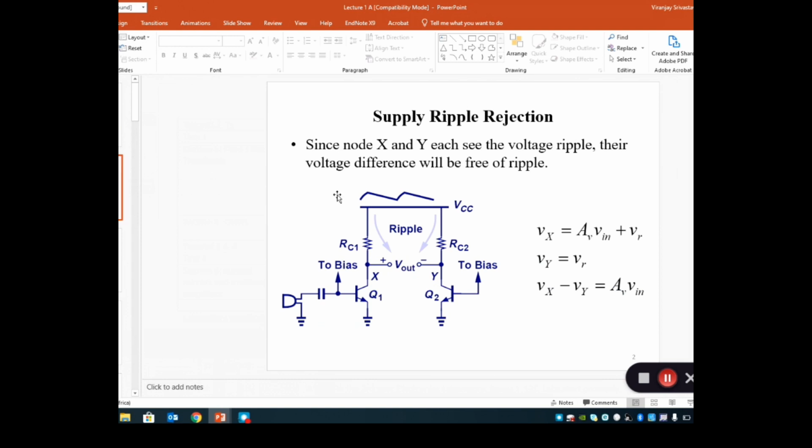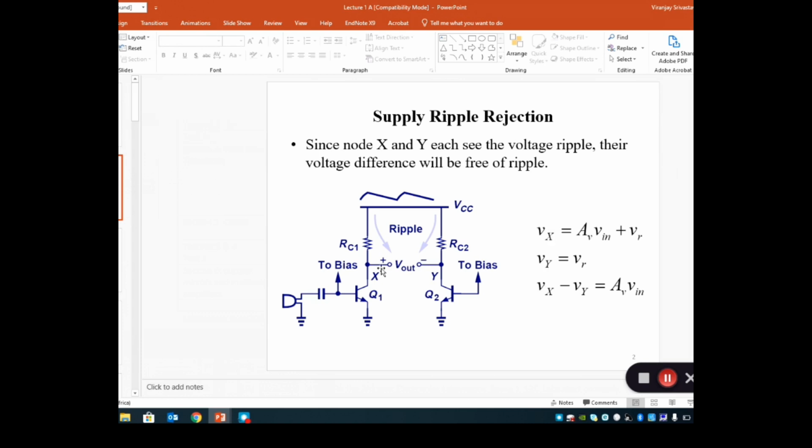For that purpose we use two transistors parallel to each other with 3 or 4 different combinations. The first one is this. Here we apply biasing on this one and biasing on this one, and we want to amplify the signal at transistor Q1, where the signal is coming from the source. At the output we take the difference of these two, so we take the outputs X and Y, we can say Vx and Vy.